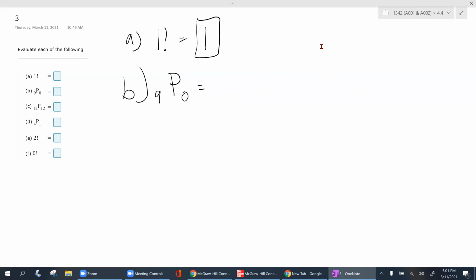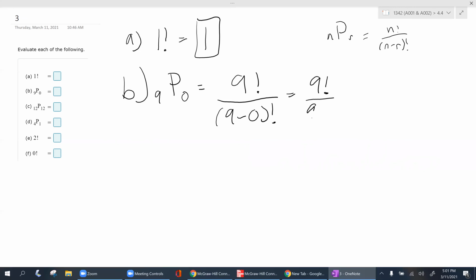You're right. We're going to have to know both ways. So plug this into the formula. We said here nPr was n factorial over the difference of those two, in other words, n minus r factorial. So this is going to be n factorial over 9 minus 0 factorial, which is just 9 factorial over 9 factorial. And hey, this is nice. This is just 1.